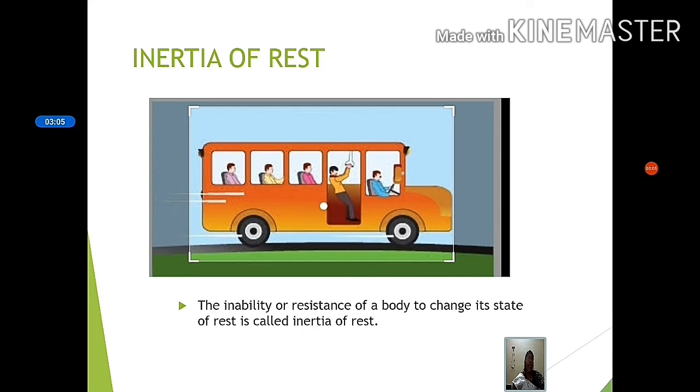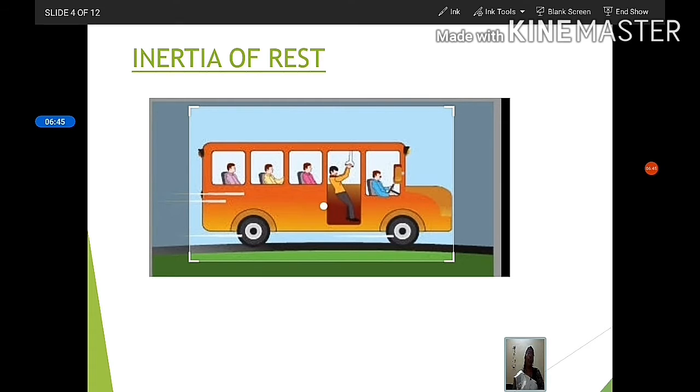The inability or resistance of a body to change its state of rest is called inertia of rest. Thus, look at the picture nearby. There is a vehicle which is at rest, and the persons in the vehicle are also at rest, is it not? Now, when the driver suddenly starts the vehicle, the person who is standing in the vehicle leans backwards. Why does it happen? His body wants to be in the state of rest. That is why he is leaning backwards.